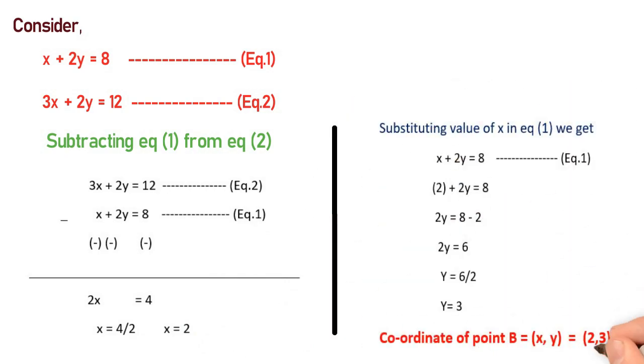Now as we got x equal to 2, we have to substitute this value of x in equation 1, that is x plus 2y equal to 8. Now substitute x equal to 2, so the equation becomes 2 plus 2y equal to 8. Therefore 2y equals 8 minus 2, 2y equals 6, and then y equals 6 upon 2, therefore y equals 3. So finally we have the coordinates of point B, that is 2, 3.